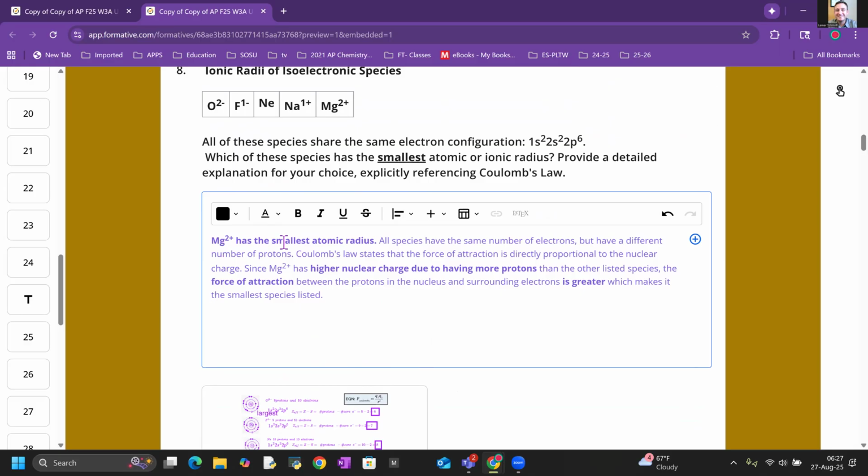So magnesium ion has the smallest atomic radius. I want you to notice, first of all, I answered the question. Which has the smallest atomic or ionic radius? Magnesium. There we go. Now we're going to provide our detail. So always make sure you answer the question. Make sure it's very explicit for your grader, and then you can hopefully receive credit. So magnesium ion has the smallest atomic radius. We see that all species have the same number of electrons, but have a different number of protons.